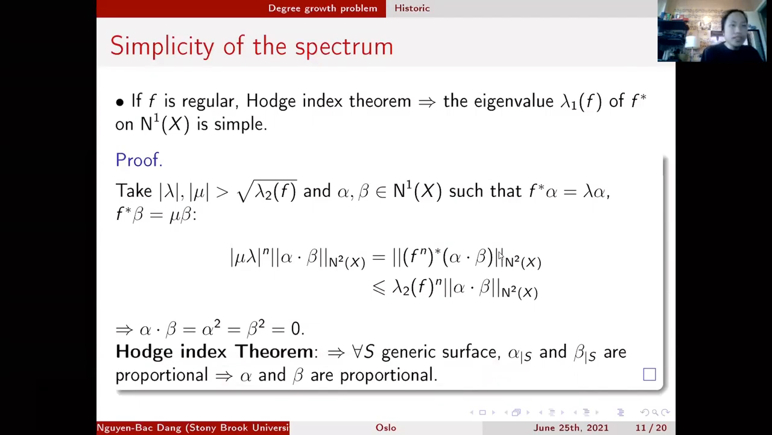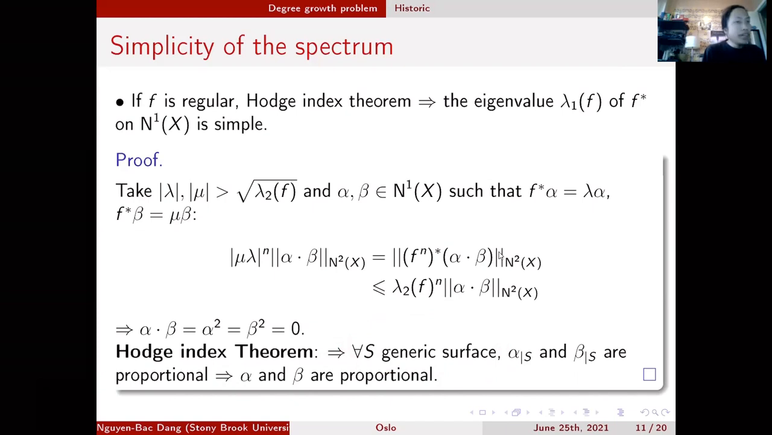So from this, you see that the main idea is to be able to restrict to surfaces. If you know how to restrict to generic surfaces, then you can show the simplicity of this eigenvalue lambda 1 on the space of divisors. So there's this restriction argument that I want to emphasize.